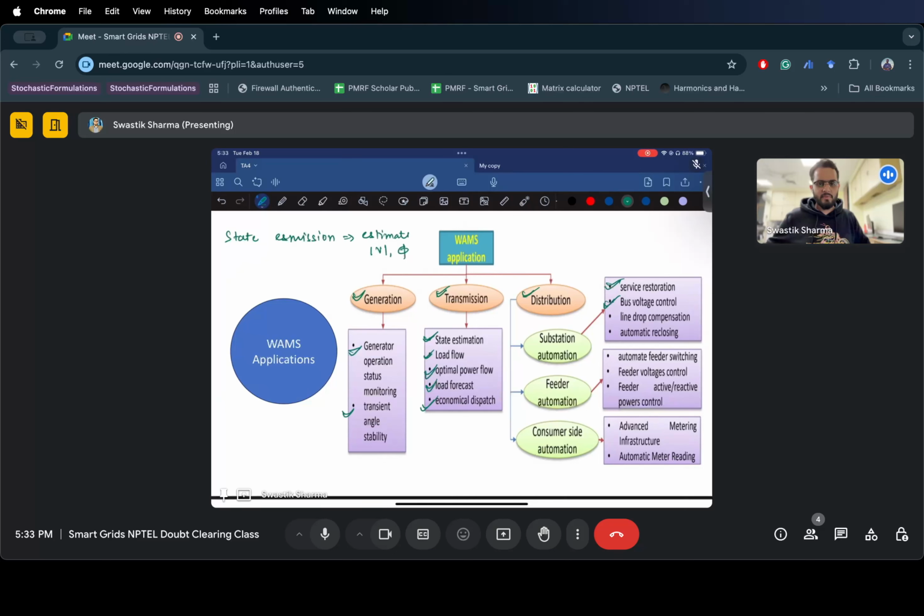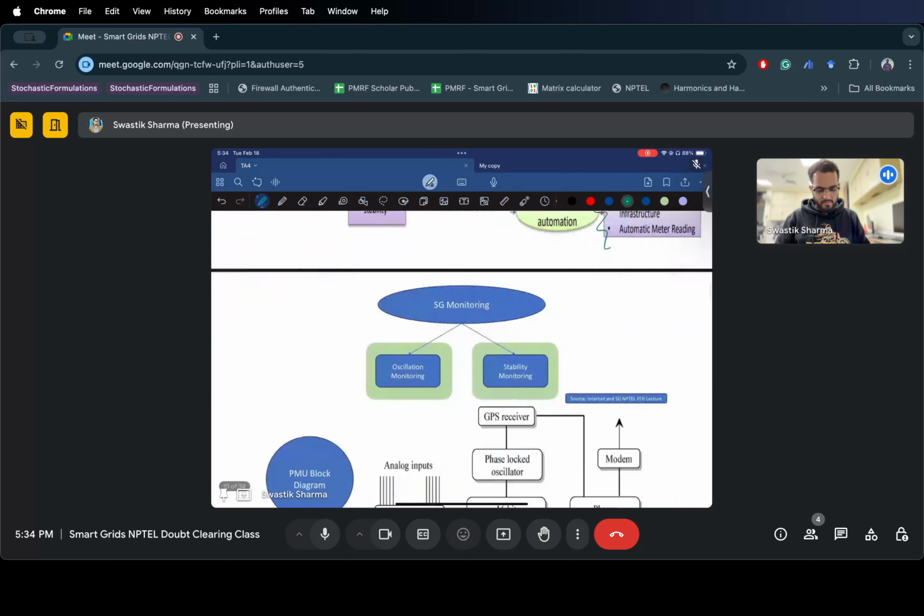If you're monitoring any quantity, you can use it to support that quantity as well. Let's say at a bus, voltage is dipping. You know from the PMUs that the voltage magnitude is dipping. What will you do? The voltage support device connected to that bus can be initiated, because you have data coming from that station. Similarly, line drop compensation and automatic reclosing. For feeder automation, you can use it to automate feeder switching, feeder voltage control, active power, and anything at the distribution side. So these are all the applications of WAMS.